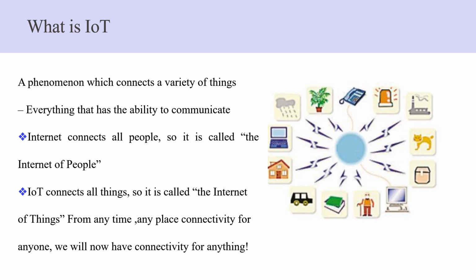The Internet connects all the people, so it is called the Internet of People. IoT connects all things, so it is called the Internet of Things. From any time, any place, connectivity for anybody, anyone. We will now have connectivity for anything.